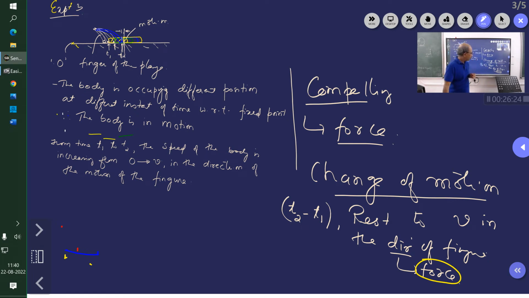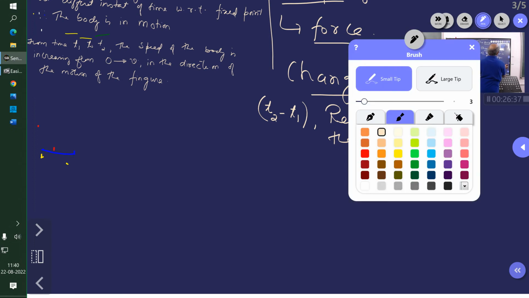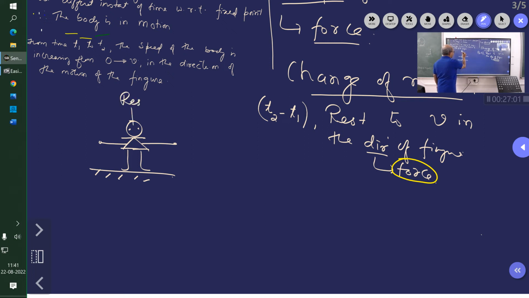Now I will use one more concept here, very important. What is that concept? That concept in the given circumstances is also very important. So here you see, when your friend was standing here like this, with her arms like this, your friend was at what? Your friend was at rest.